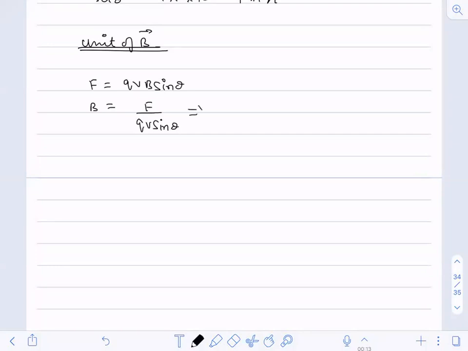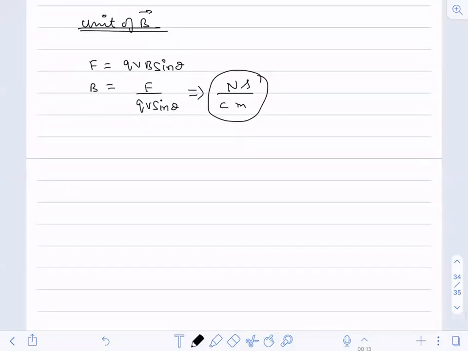Now, what is the unit of force? Force is written as Newton. What is the unit of charge? Coulomb. What is the unit of velocity? It is meter per second. So per second goes up. Now this is the MKS system unit, just convert into kilogram per meter per second in the MKS system. Tell me the dimensional formula from here. Can you tell me the dimensional formula for magnetic field now?